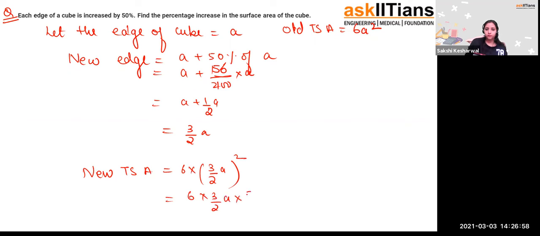So you just see this is 6 into 3/2 A into 3/2 A, right? So you see that this one is 3 and this one cancels out, right? So this is equal to 27 A² / 2, right? Yes or no?